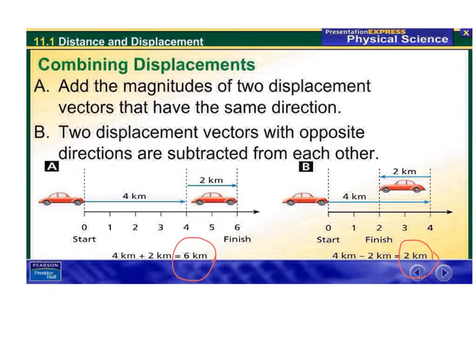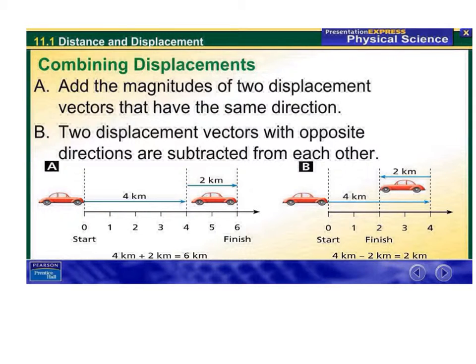This may seem confusing because the total distance traveled by car A is 6 kilometers. Also, the total distance traveled by car B is 6 kilometers, 4 kilometers to the right, 2 kilometers to the left. But distance is not always the same as displacement.